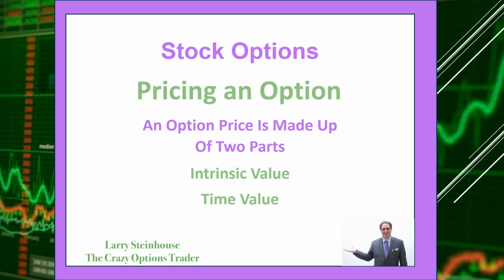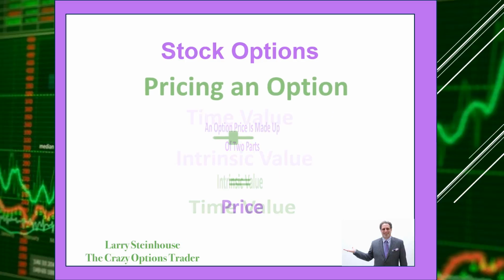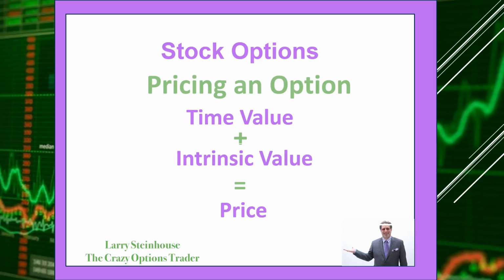All right, let's talk about pricing an option. Now, you have to understand that an option price is made up of two parts. We kind of talked about this a little while ago, but let's put it in perspective and make it as real as possible. There are two parts, the intrinsic value and the time value. Basically, the time value plus the intrinsic value is equal to the price of the option.